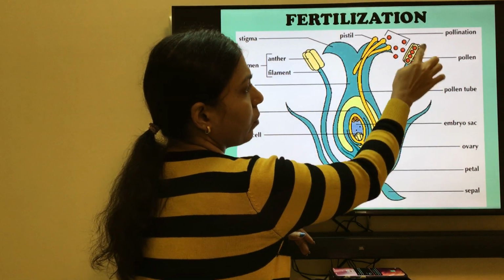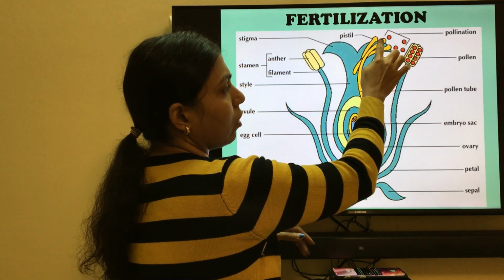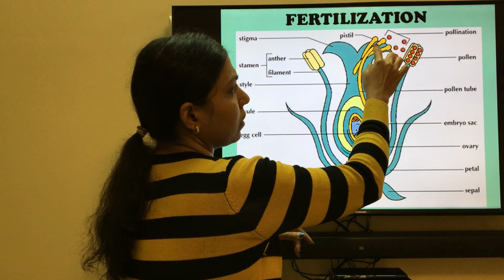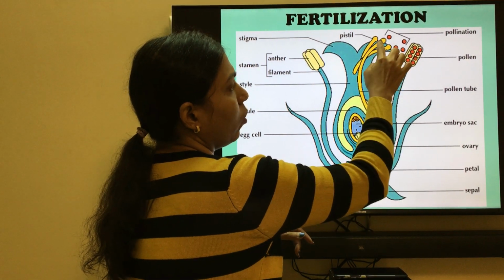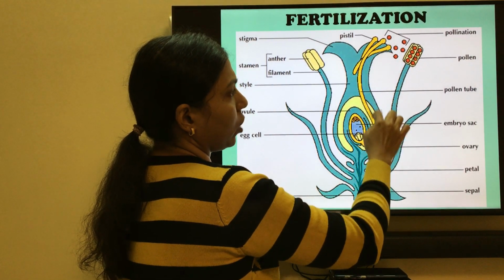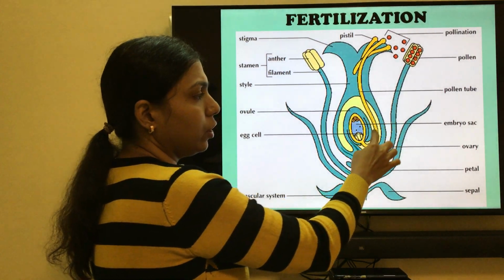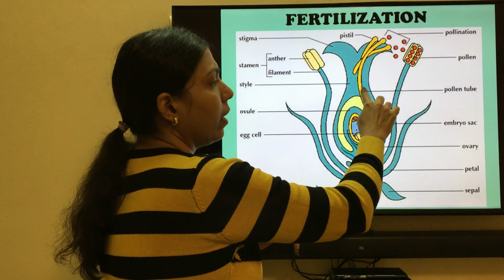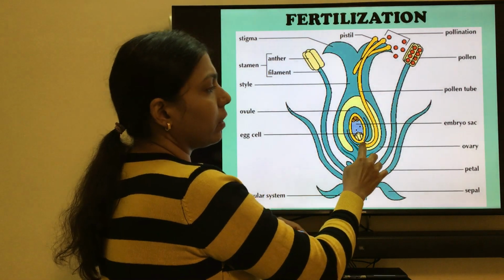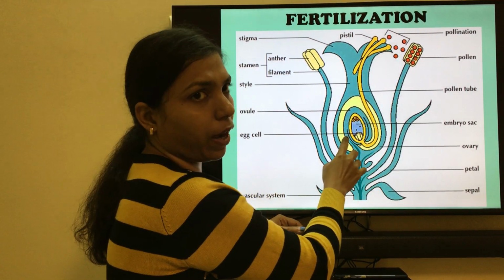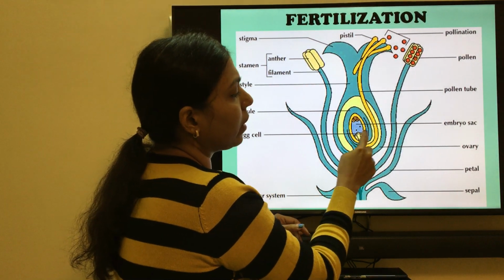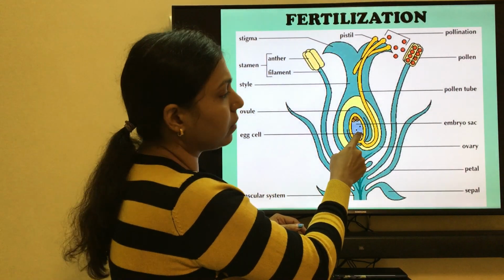The pollen grains from the anther get stuck on the stigma, and when they reach the stigma, the pollen grains start growing. Okay, it forms a tube-like structure which is called the pollen tube. It will keep growing, it will enter into the style, and from the style it will enter into the ovary of the flower. After it enters into the ovary, it will release the male gametes.